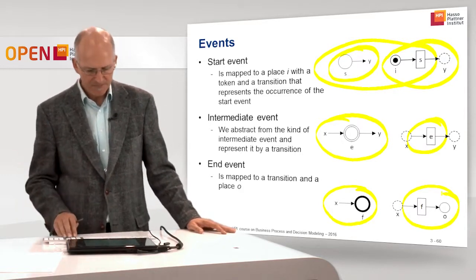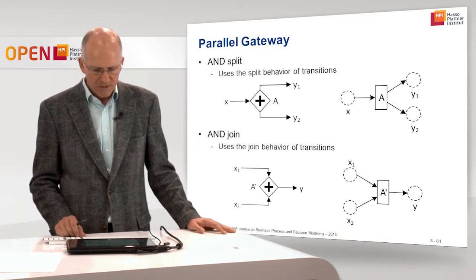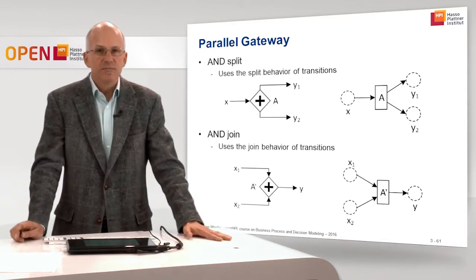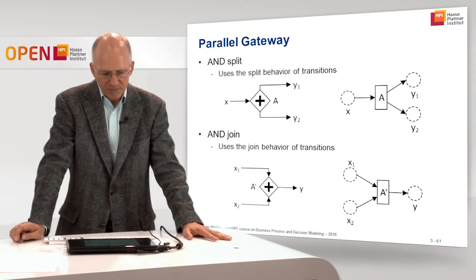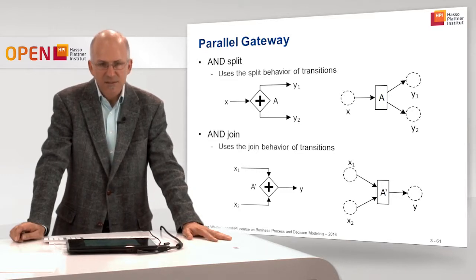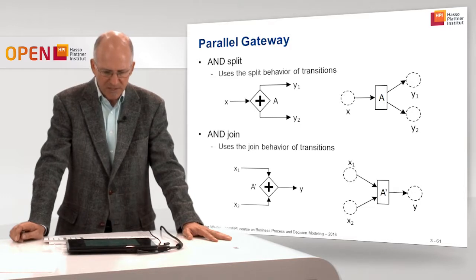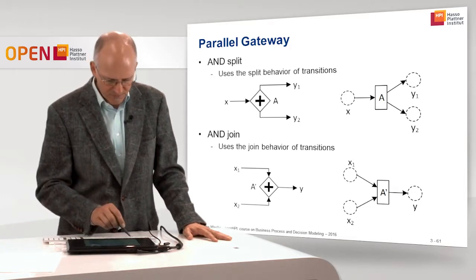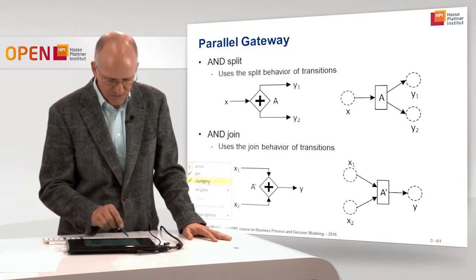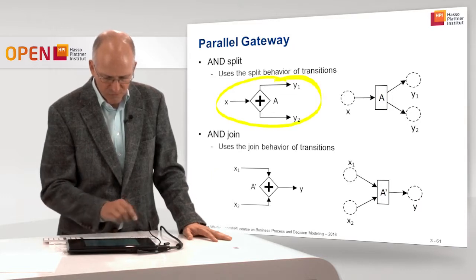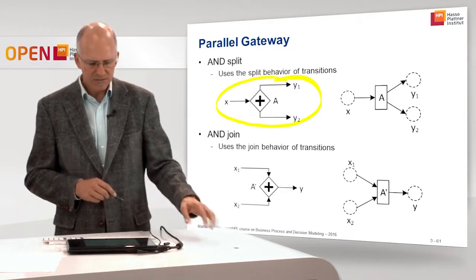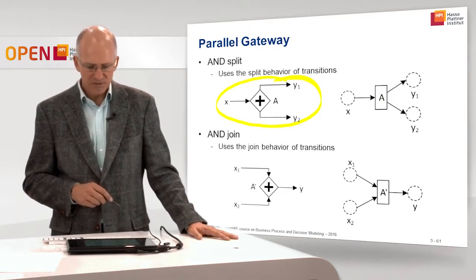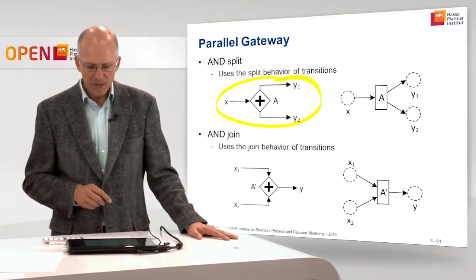Regarding the final event, in BPMN it is represented by the output place O, so by the final place of the PetriNet. I also mentioned that PetriNets are very good at expressing split and join behavior, at least regarding AND and XOR. So the AND split, on the left-hand side here we have the AND split. The AND split, called A here, comes from X and has two concurrent branches, opening branches to Y1 and Y2.